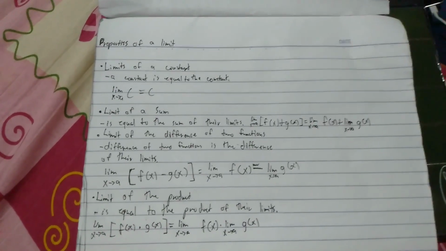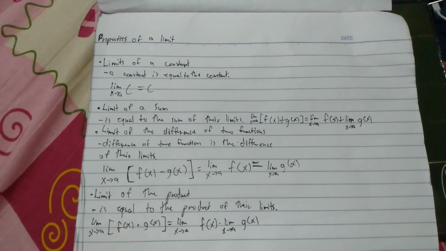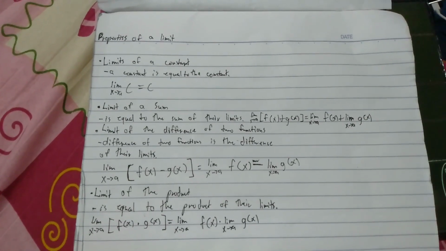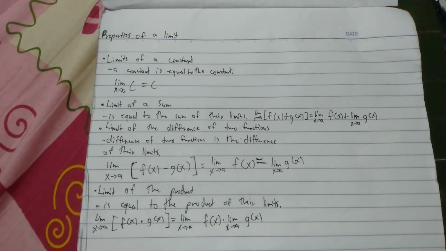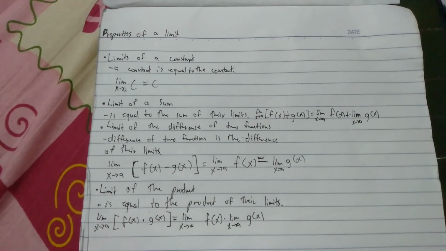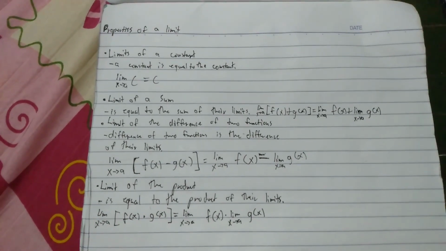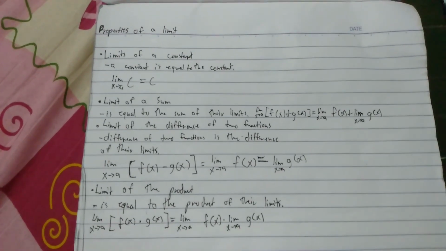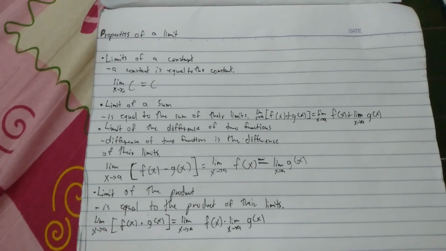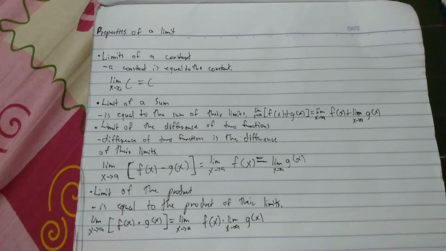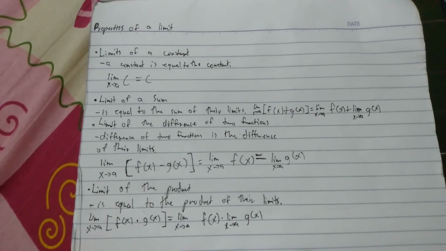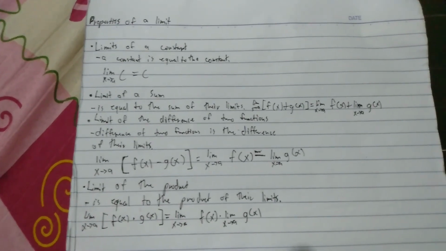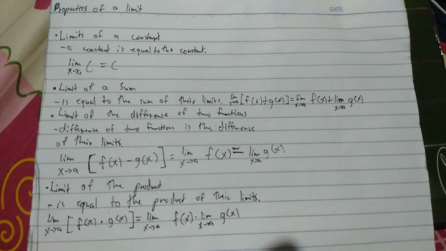Properties of a limit. So, the properties of a limit: it has the limit of a constant, in which the constant is equal to the constant. So, lim as x approaches a of c equals c. So, you just get the constant. Now, moving on to the limit of the sum, it is equal to the sum of their limits. So, you just get the sum.